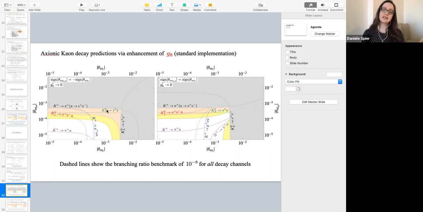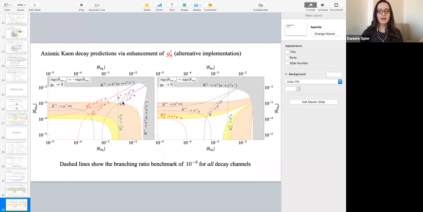Oh, I didn't explain the difference between the left and the right plot. The difference is that I don't know what the relative sign between these two angles is. The relative sign could be negative or positive, and that's why I made two plots. But the point is, K plus to pi a is very strong in probing this parameter space, and the other very strong decay is K long to pi a. That's also a channel where people should look for a signal of the axion to potentially exclude that.